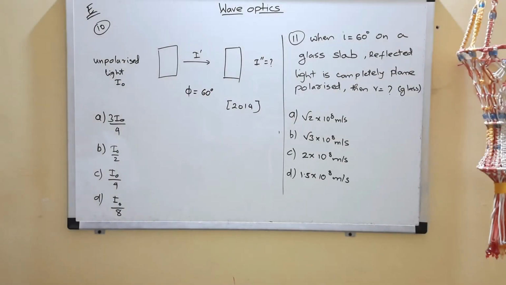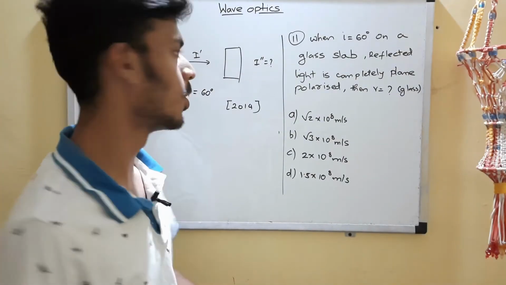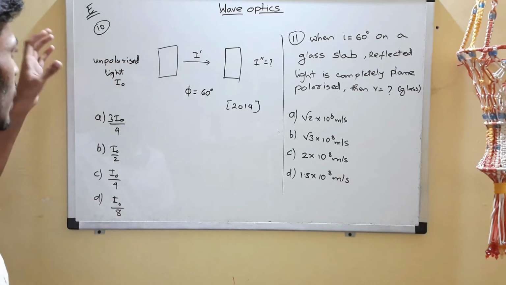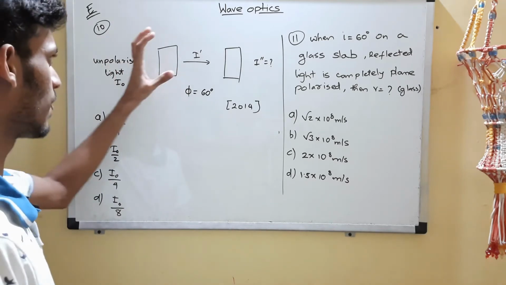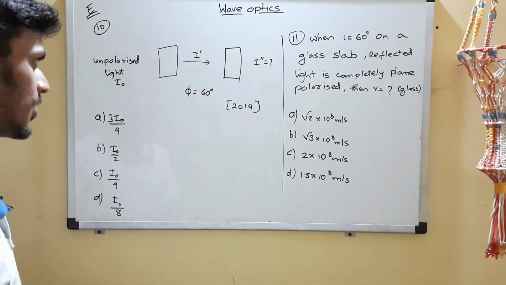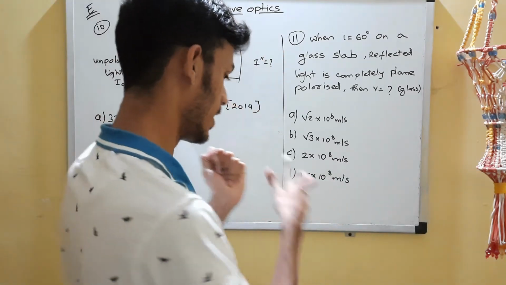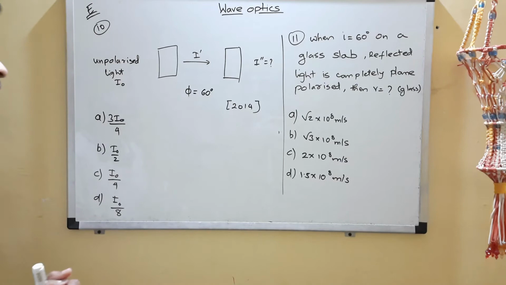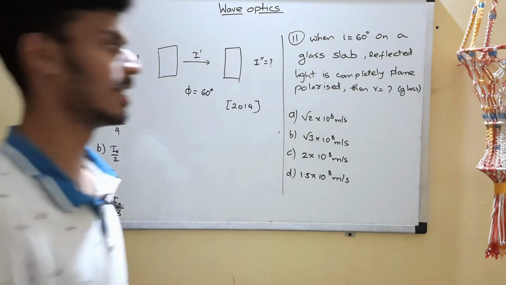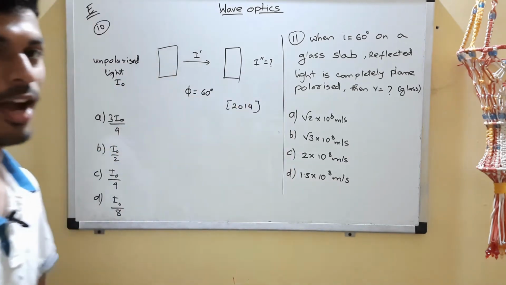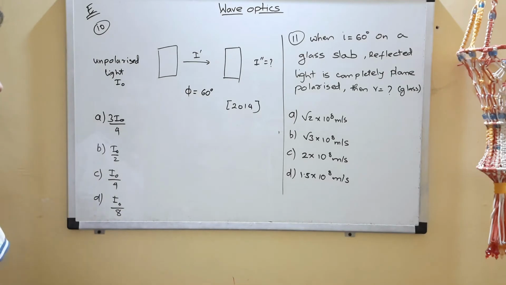So questions 10 and 11 are from polarization. In question 10, we have an unpolarized light passing through two polaroids. The angle between the pass axes of the two polaroids is 60 degrees. You are supposed to tell what the intensity of the light is after passing through the two polaroids. Now it's very easy.